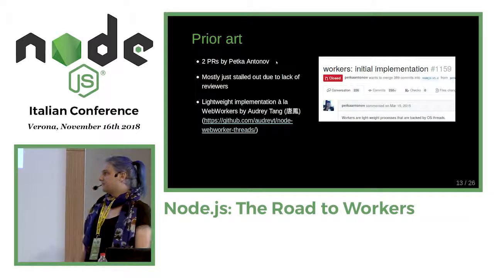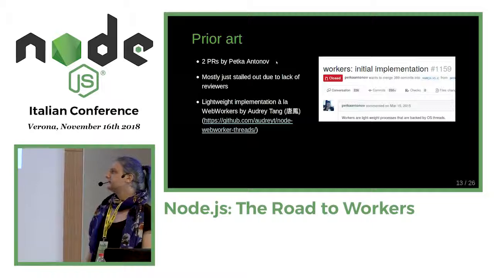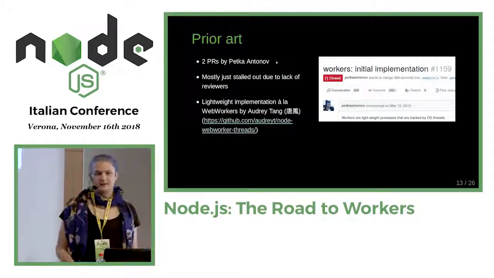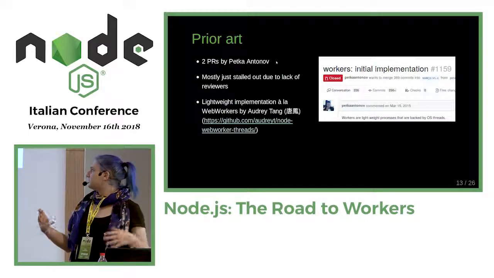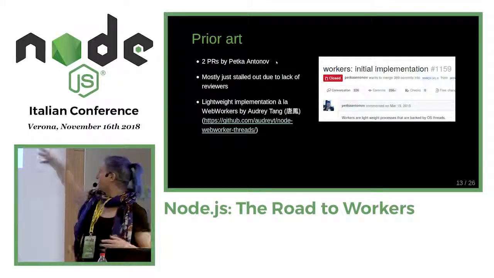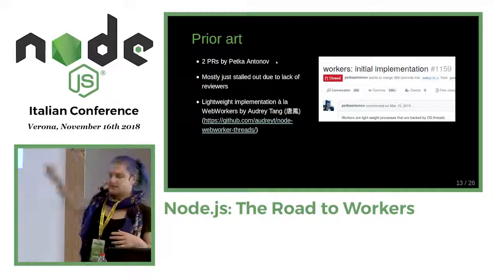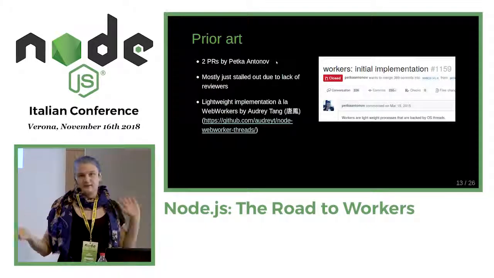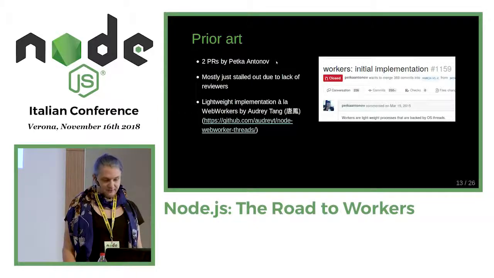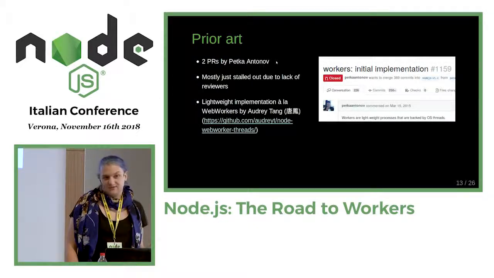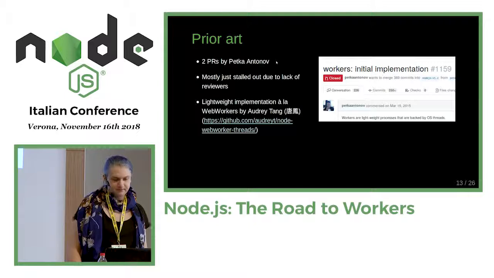They kind of just stalled out because it was huge chunks of reviews. I don't have that part of the GitHub issue on the slide, but I think it was a couple of thousand lines changed to Node, and that's just very hard to review. These PRs unfortunately just stalled out.